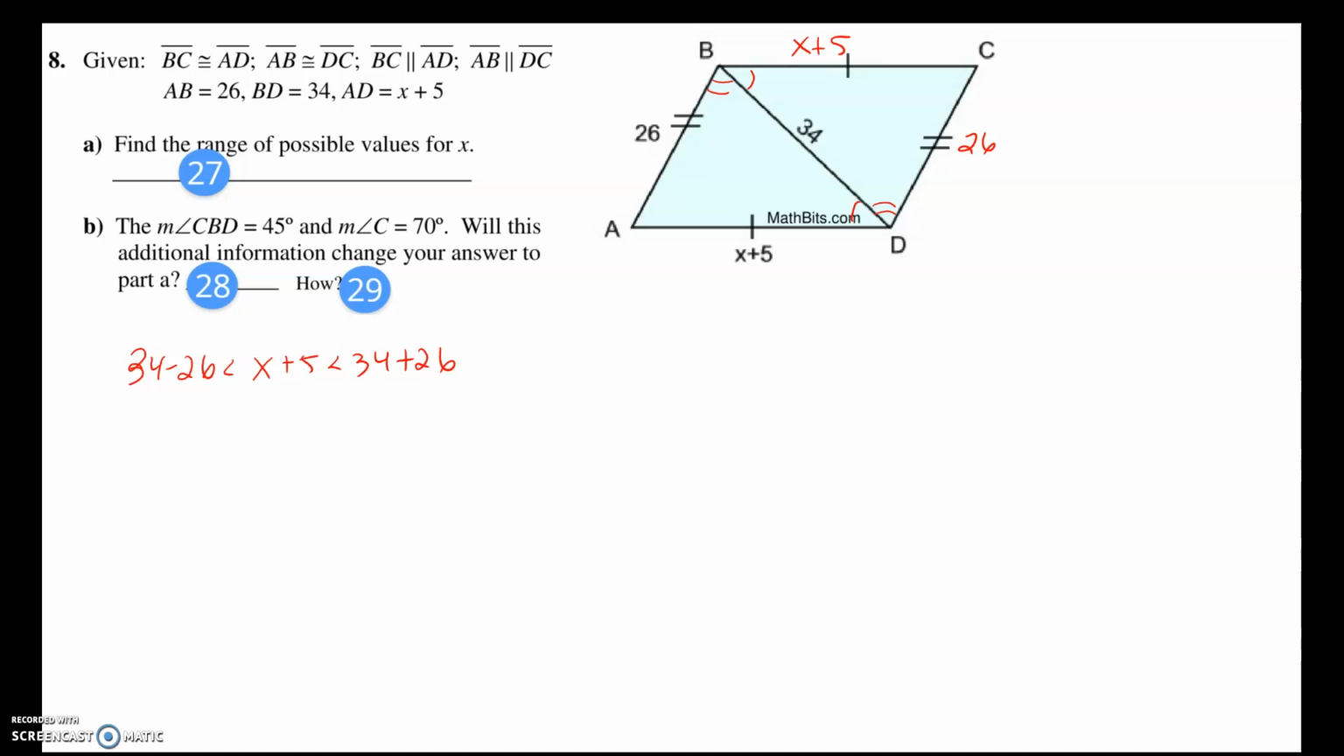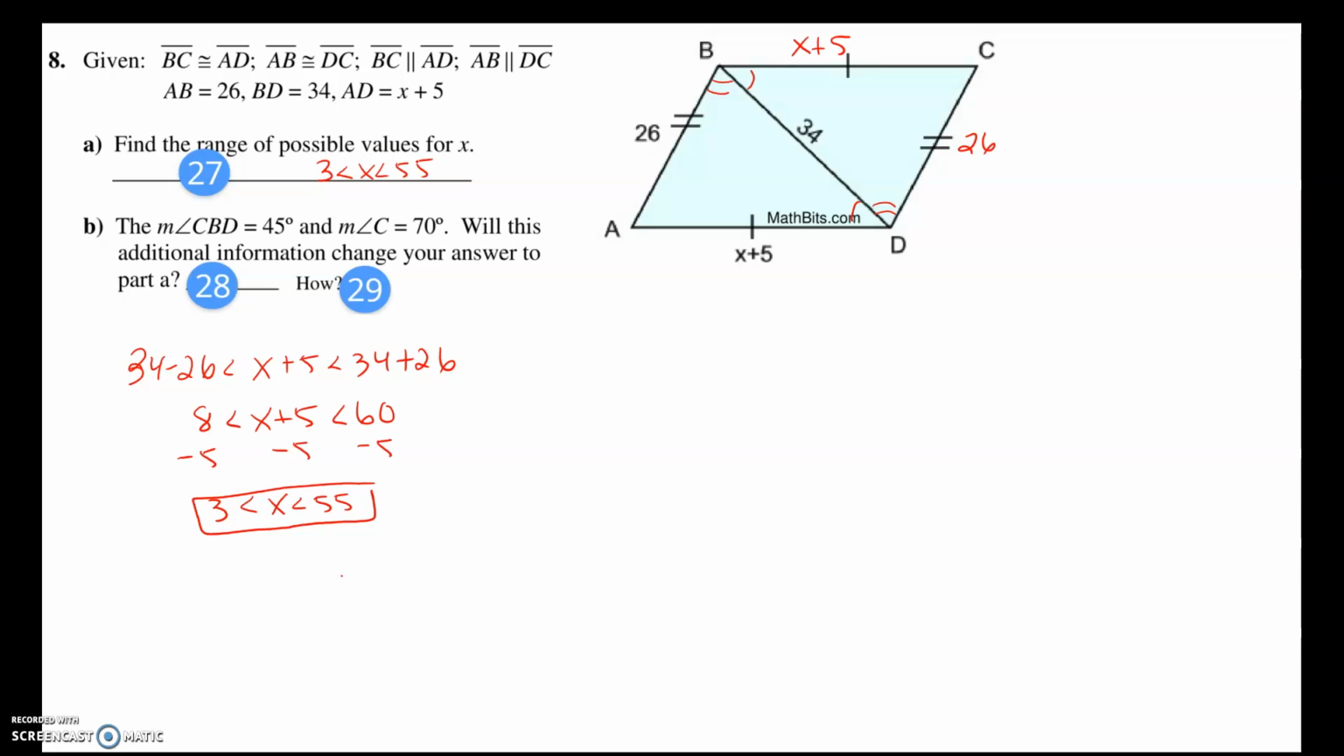So 34 minus 26 is going to give me 8. That's less than x plus 5, which is less than 34 plus 26, which gives me 60. And then when I subtract 5 from all three parts, I'm going to get 3 is less than x less than 55. So that's my possible values: 3 is less than x less than 55.